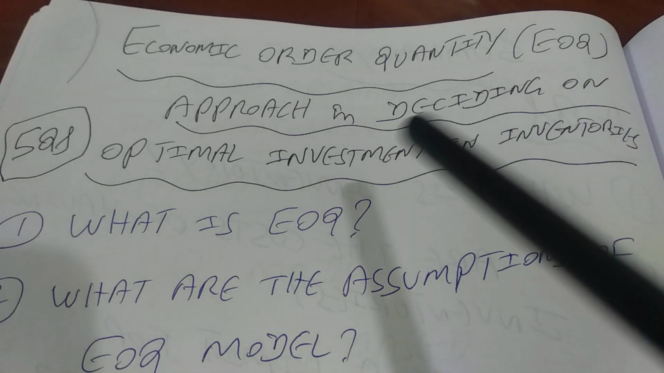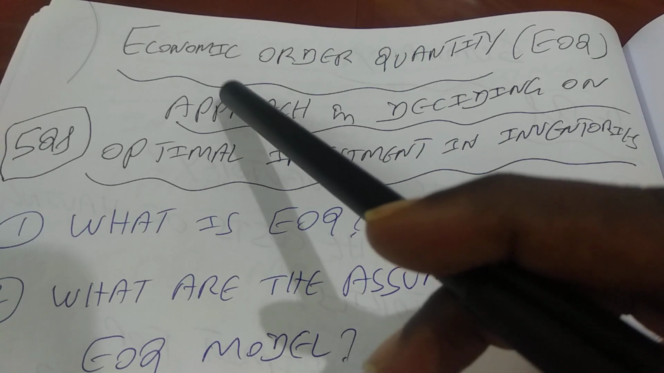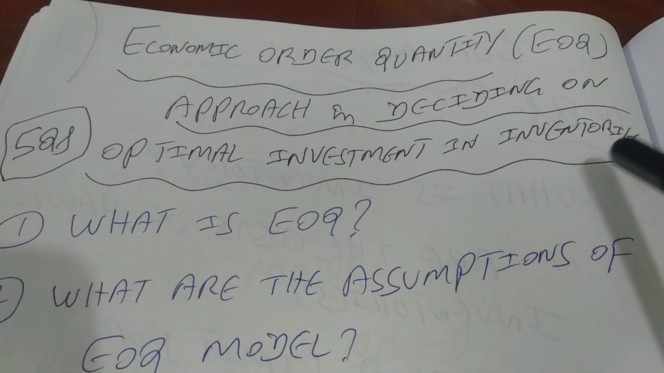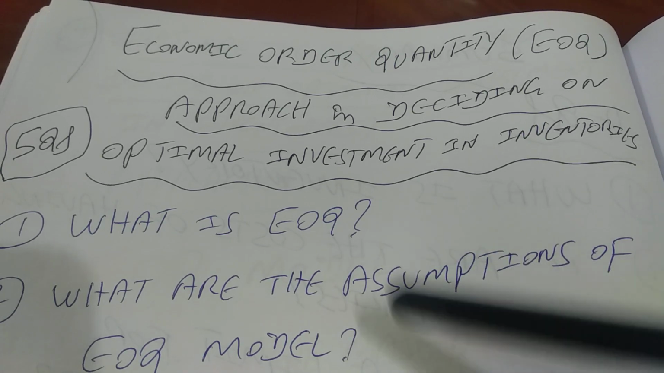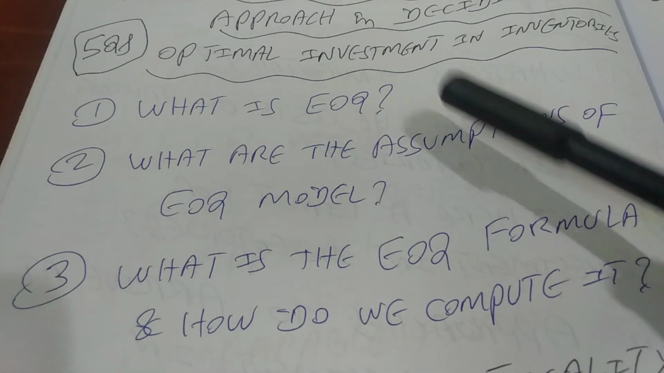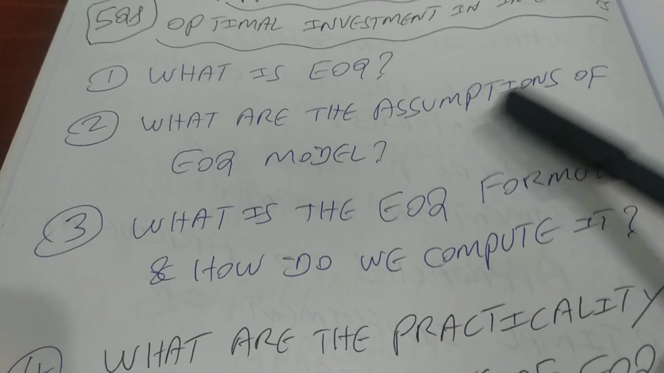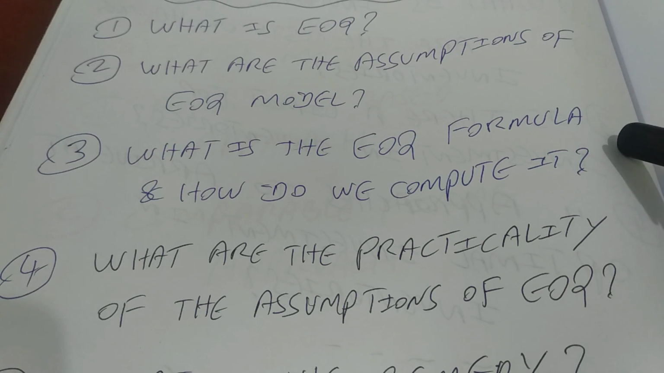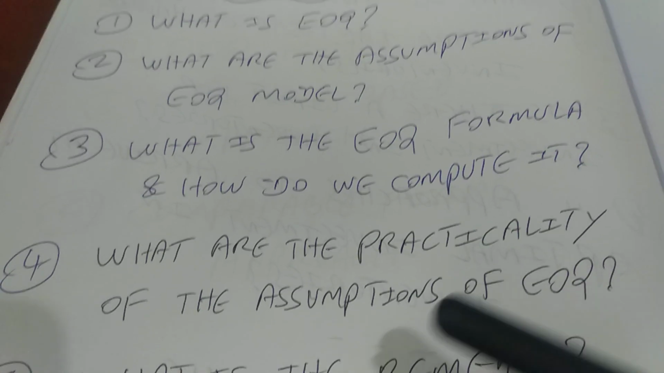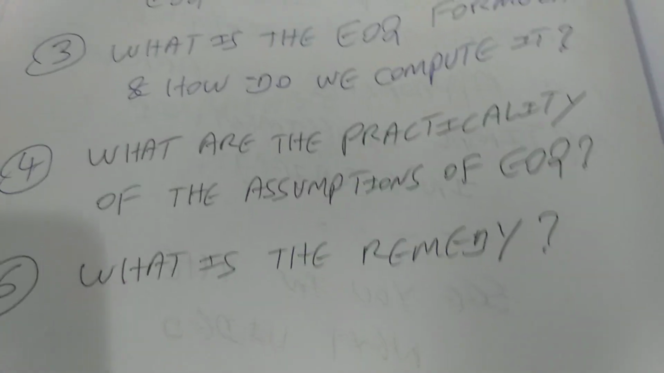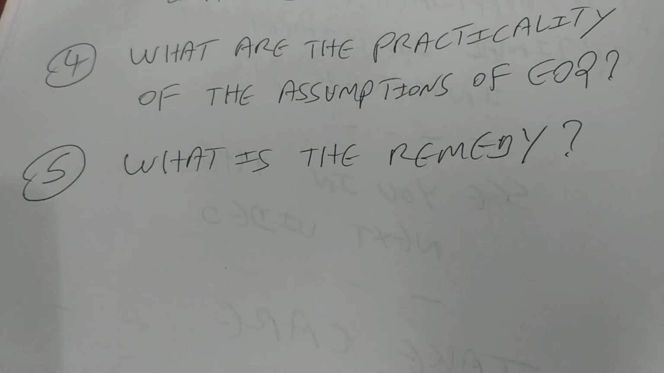Hello all. In this video, we'll have a discussion on the topic economic order quantity approach in deciding on optimal investment in inventories. So there are basically 5 questions we are interested in answering. Question number 1 is what is economic order quantity? Then what are the assumptions of EOQ model? Question number 3 is what is the EOQ formula and how are we going to compute that? The fourth one is what are the practicality of the assumptions of EOQ, and the last one is what is the remedy to cover the limitations of EOQ, right?